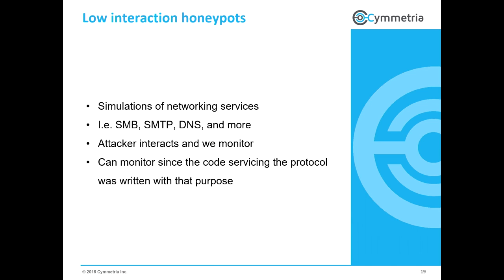Okay, so when we're talking about low interaction honeypots, those are just simulations of network services, right? Could be SMB, SMTP, DNS, all the popular stuff that hackers are looking for and wanting to exploit. It's pretty easy. Basically what happens is people write some sort of script that implements the protocol's behavior and the way it answers queries and everything. And then we can see who's talking to us, and that way we can monitor what's an attacker and what's not.